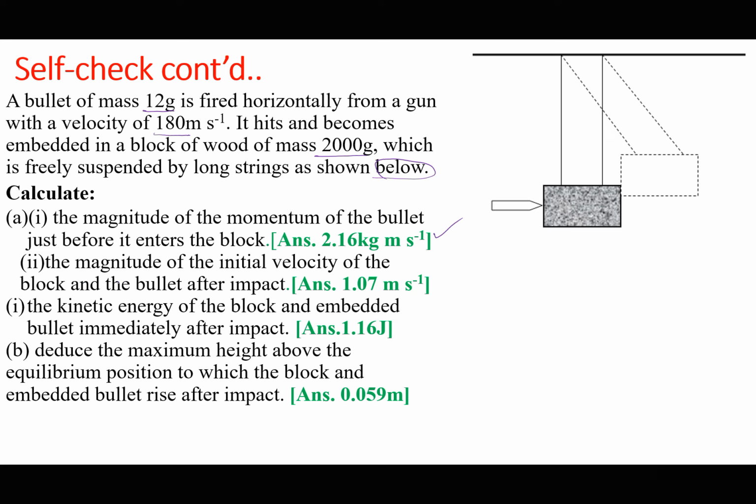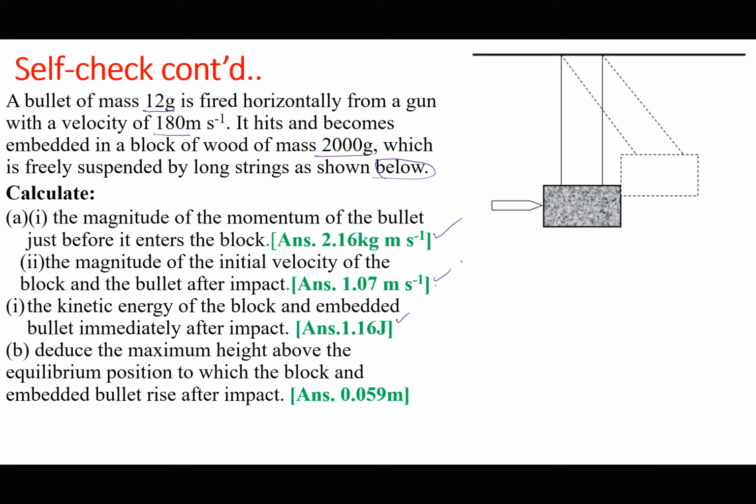Then the magnitude of the velocity of the block and the bullet after impact. So here you just say conservation of momentum. Total momentum of the bullet should be equal to total momentum when the bullet hits the block. That means it is equal to total momentum of the combined system. Then the kinetic energy of the block and embedded bullet immediately after impact. So if I have this velocity, I just multiply half times total mass times this velocity squared.